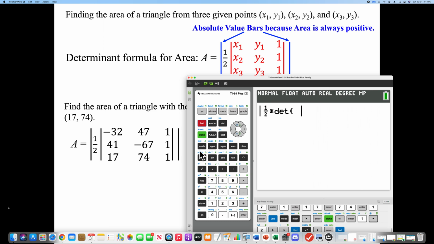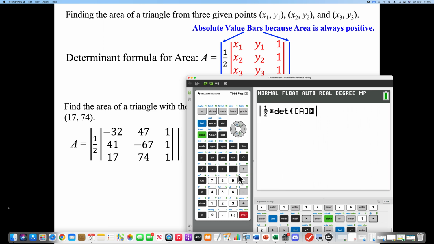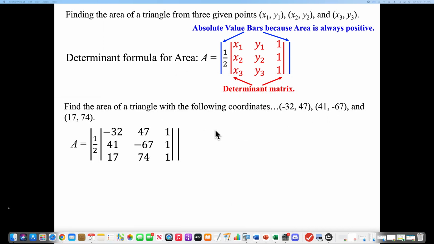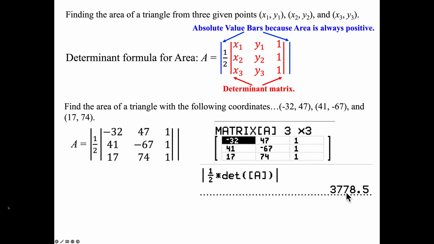So back to the matrix window. Under names, this is the cut and paste screen. Just enter matrix A, close up your parentheses, you can jump out of there, we hit enter, and there's our area. Okay, so again, there's the storing of the matrix, there's the home screen entry, and so the area of your triangle is 3,778.5 square units. And again, here at 1/2, you can also put in 0.5 if you don't have the fraction command. That works just as well.